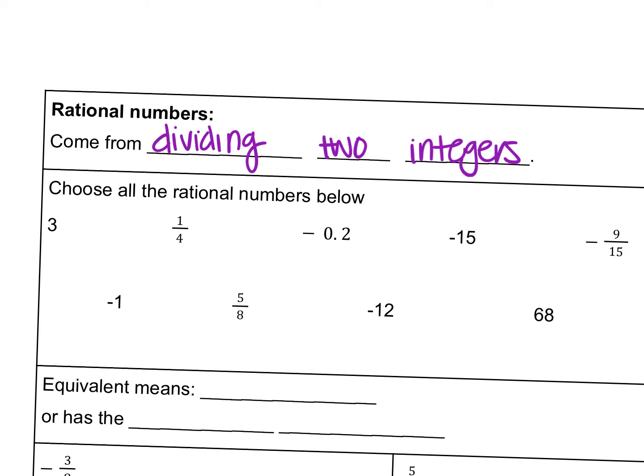So, which ones are rational numbers? So 3 is an integer, right? It's a whole number, it's positive. But it's also a rational number because 3 divided by 1 is 3. So 3 is an integer divided by 1, which is an integer. I divided two integers, that makes a rational number. So 3 is a rational number.